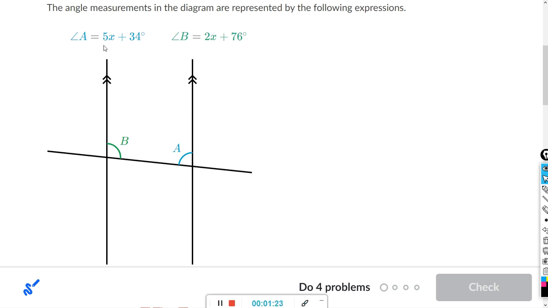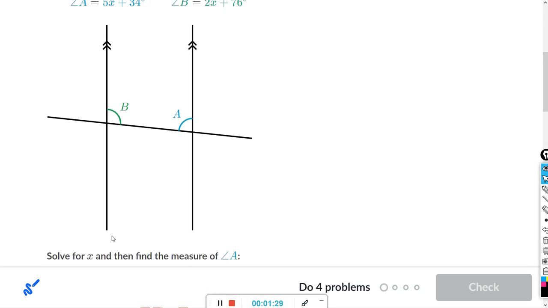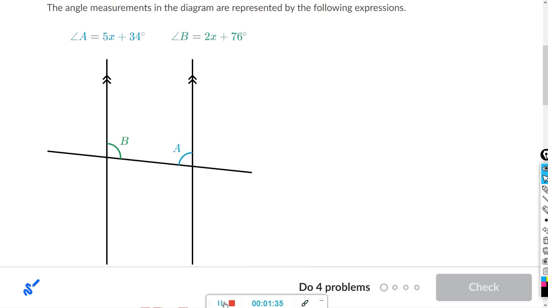Alright, so angle A is represented by this expression. Angle B is represented by this expression. They want us to solve for x and find the measure of angle A. So remember, these are parallel lines here, and this is the transversal T. The part in between the parallel lines is considered the interior. So these angles are on the interior. And here's the transversal. Both angles are on the top, so they are on the same side of the transversal.